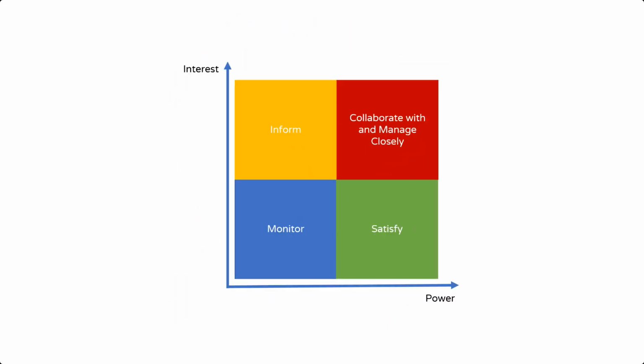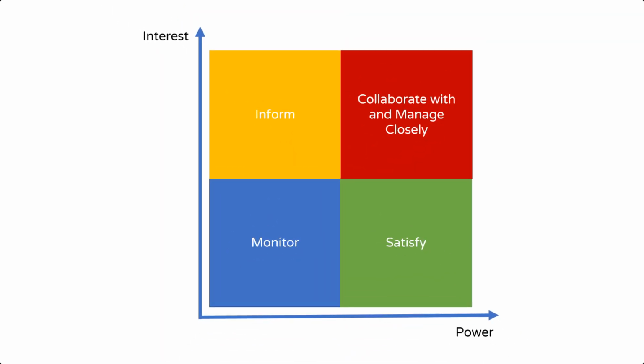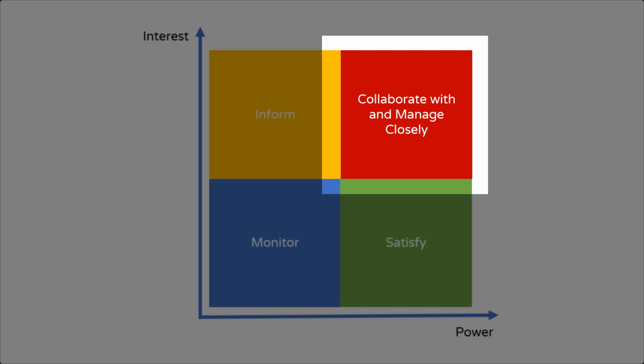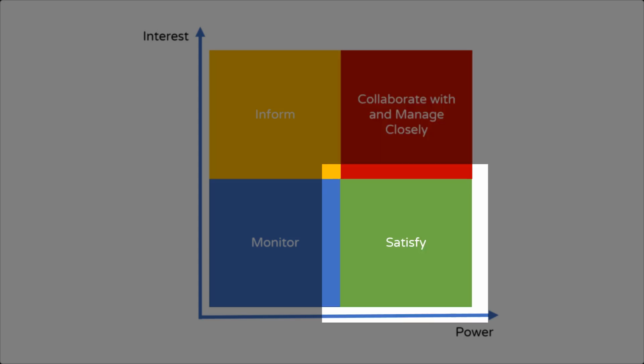Now let's talk about the power and interest matrix, also called the influence interest matrix. This grid helps you categorize your stakeholders into four groups. Number one, high power, high interest. These are the key players. You need to engage with them regularly. Number two, high power, low interest. These stakeholders should be kept satisfied but not over-communicated with.